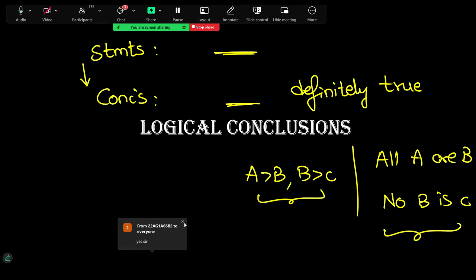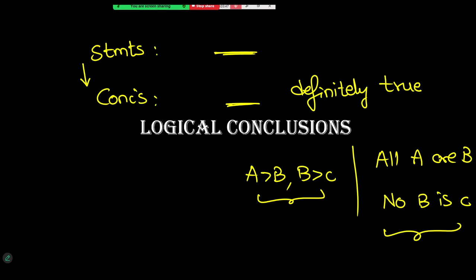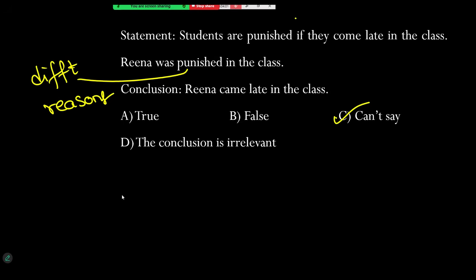Statement. Yeah, fine. We have a statement. From that we have to see which is definitely true. There are some questions like A greater than B, B greater than C, those are one type of statements and conclusions. All A are B, no B is, that is another type of statements and conclusions. This is another model. Now here the first question: definitely true from the statement, which is definitely true is your answer. Students are punished if they come late in the class. Reena was punished in the class. Conclusion: Reena came late in the class. I have to say true if it is definitely true.